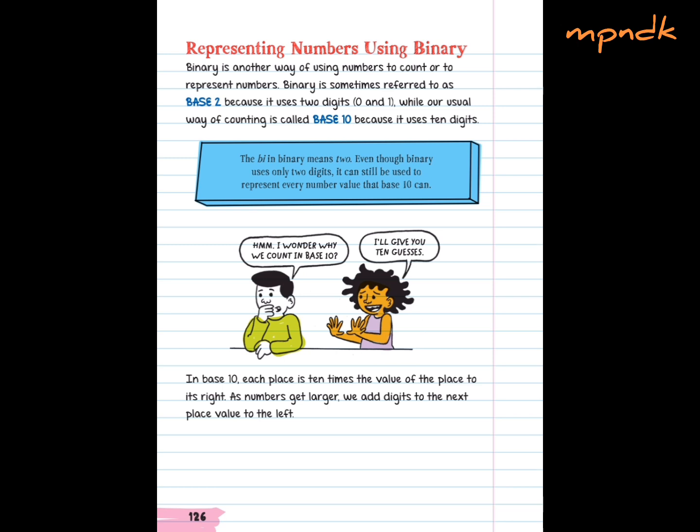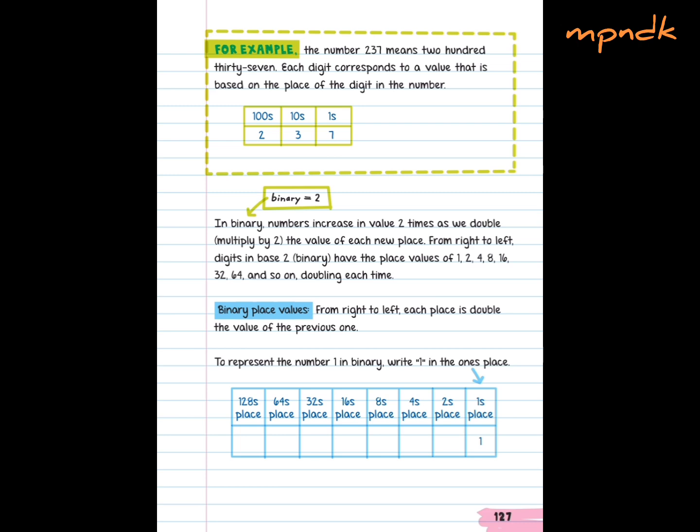Even though binary uses only 2 digits, it can still be used to represent every number value that base 10 can. In base 10, each place is 10 times the value of the place to its right. As numbers get larger, we add digits to the next place value to the left. For example, the number 237 means 237. Each digit corresponds to a value that is based on the place of the digit in the number.